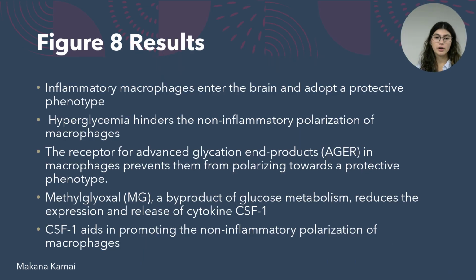Okay, and looking here at the results, since we were using an illustration, pretty much everything I said in these results was demonstrated over the inflammation diagram, but essentially the main points are that the inflammatory macrophages enter the brain and they should be protective, but the hyperglycemia hinders that polarization in addition to the AGER. And the MG, which is a byproduct of that glucose metabolism, will also reduce the expression of the CSF1, which further causes damage.